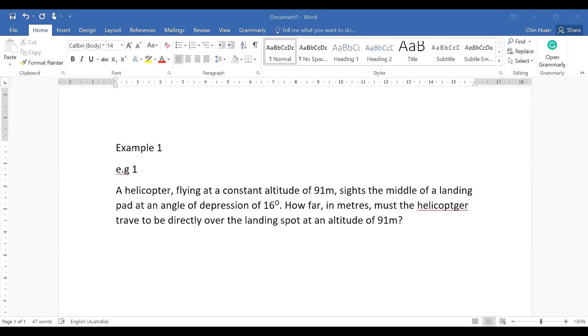All right, let's get started. Now let's analyze the question together. A helicopter flying at a constant altitude of 91 meters. Pause. We'll start right there. So, a constant altitude of 91 meters. What I'd like you to do is visualize your problem. When you visualize your problem, you turn a complex problem into a simple problem. So you've got a helicopter.